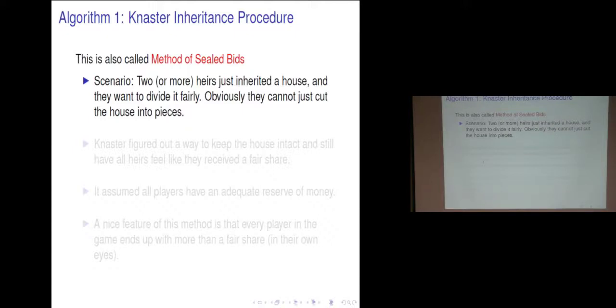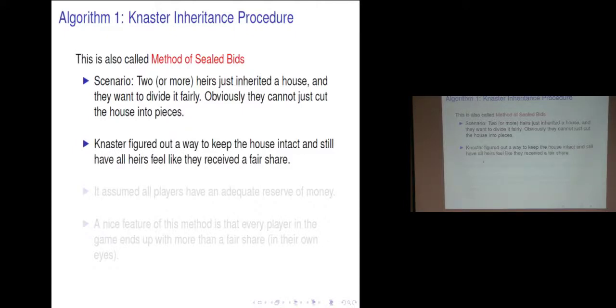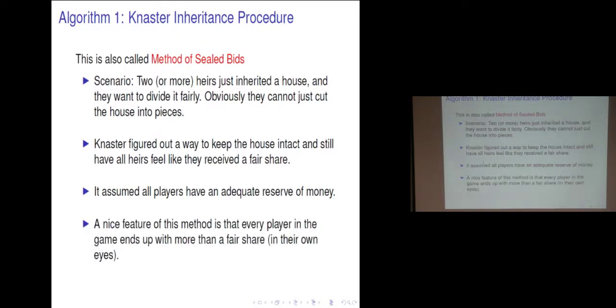Now obviously they can't just cut it. Knaster figured out a way to keep the house intact and still have all heirs feel like they receive a fair share. How does he do it? It assumes all players have a lot of money. The system either gives you a portion of the house or something, or gives you compensation in terms of money. That's the extra assumption. We'll see how it works. A nice feature of this method is that every player in the game ends up with more than a fair share in their own eyes. We'll see how it works.